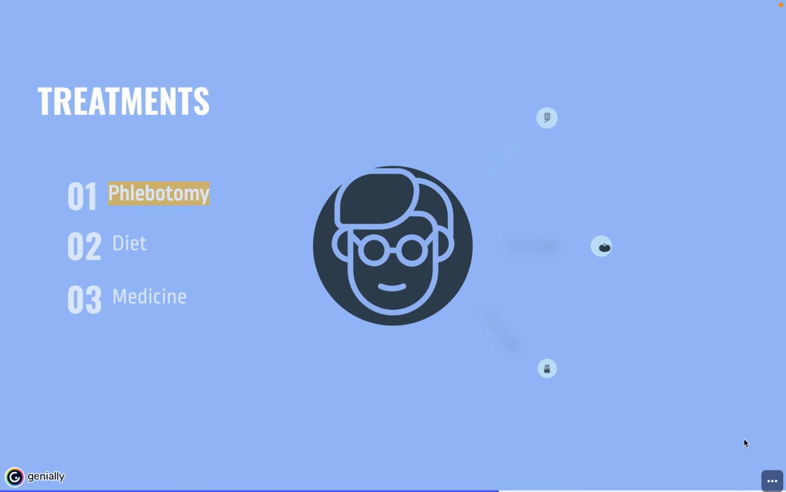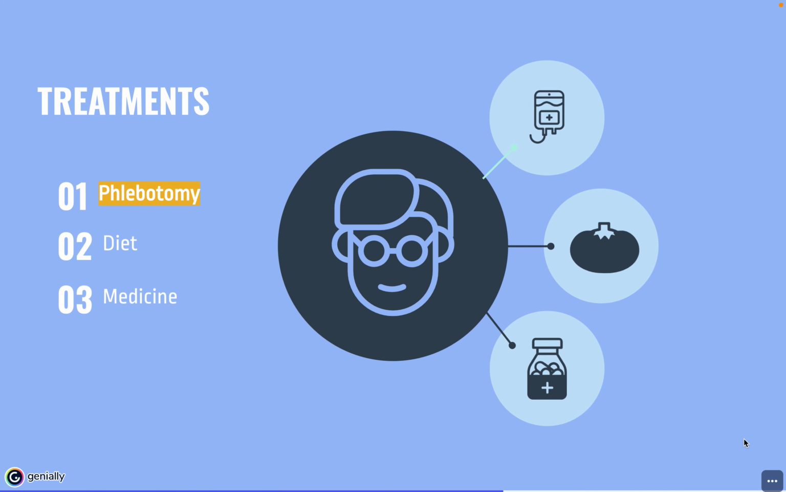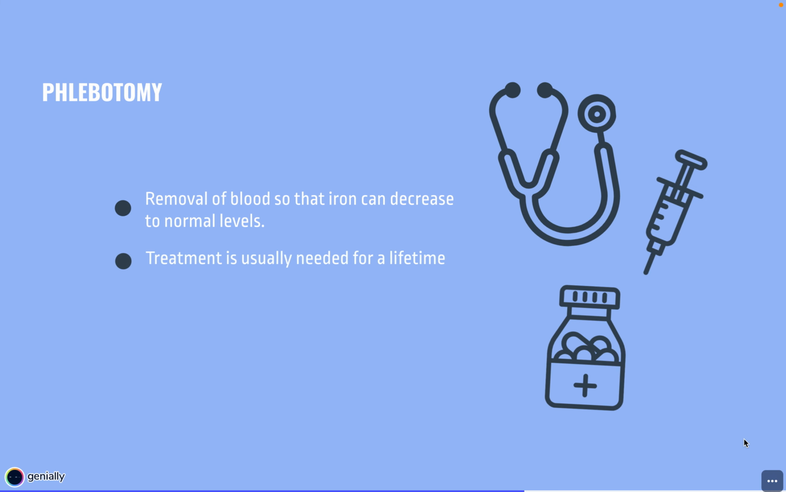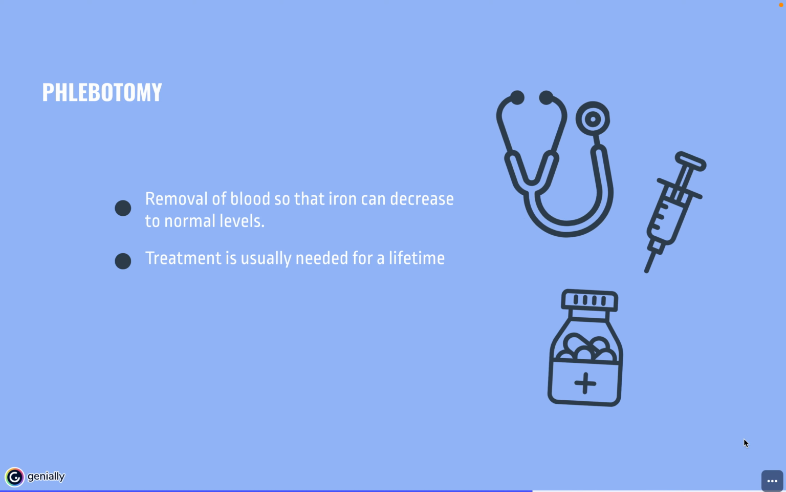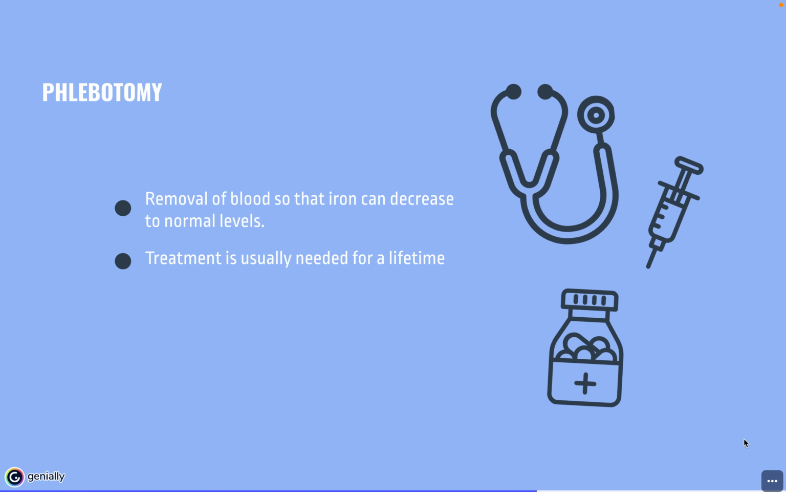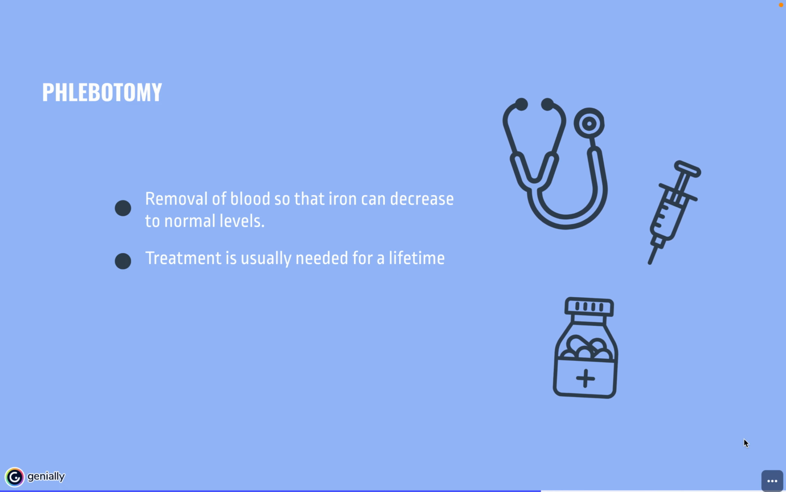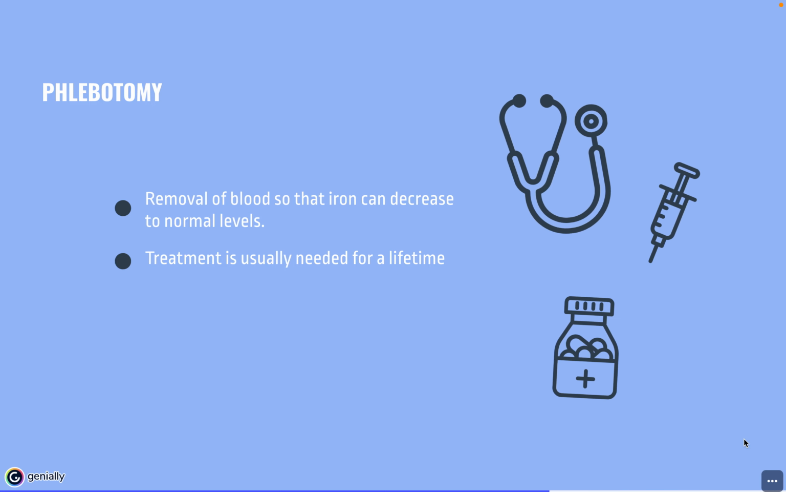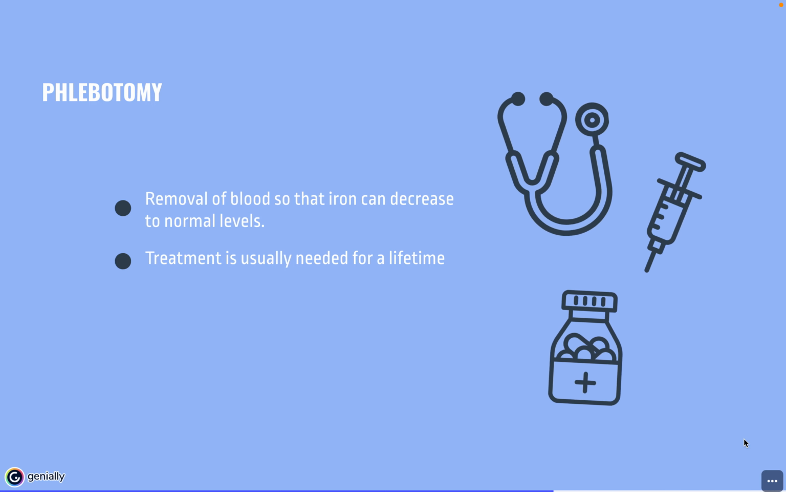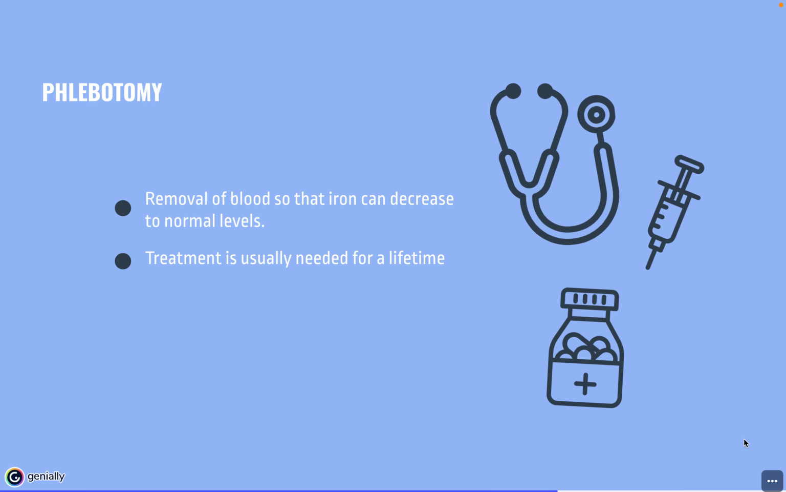Treatment. There are 3 ways hemochromatosis can be treated: phlebotomy, changes in diet, and medicine. Phlebotomy is the most common treatment, which is essentially blood donation. By regularly donating blood, iron levels can be brought back down to normal. Blood donated by patients with hemochromatosis can be used because hemochromatosis is not a transmissible condition. Therefore, other individuals who might receive this blood are at no risk of developing iron overload.